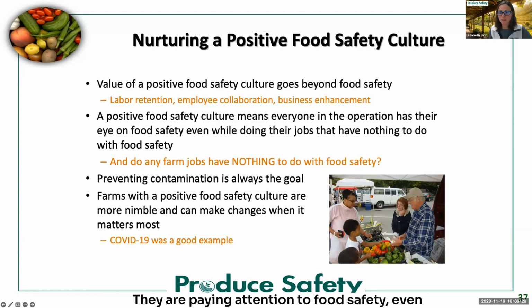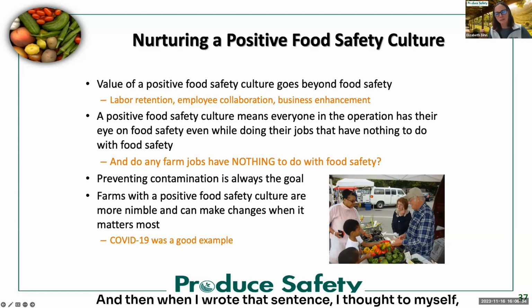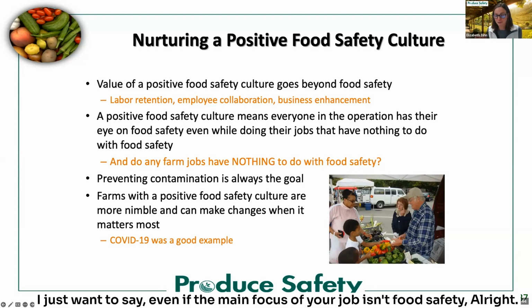And then when I wrote that sentence, I thought to myself, can I name a job on the farm that doesn't impact food safety? And I can come up with food safety impacting every job. I just want to say, even if the main focus of your job isn't food safety, your actions every day on the farm influence food safety, right?